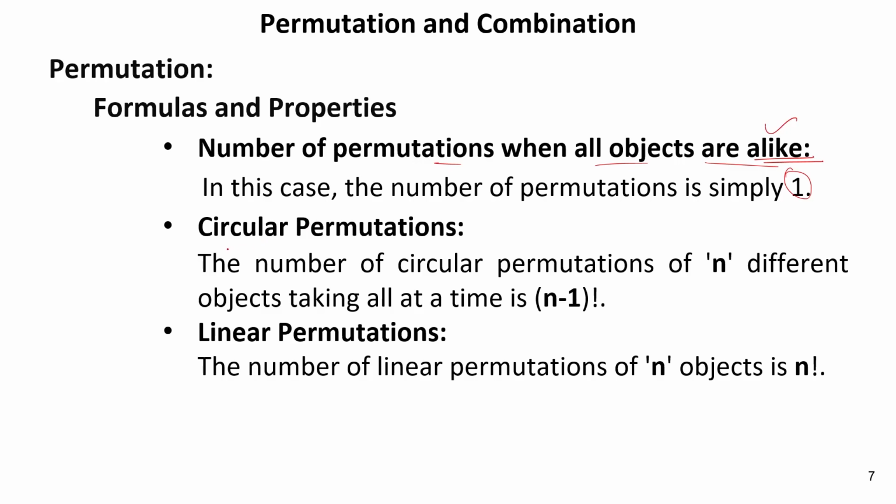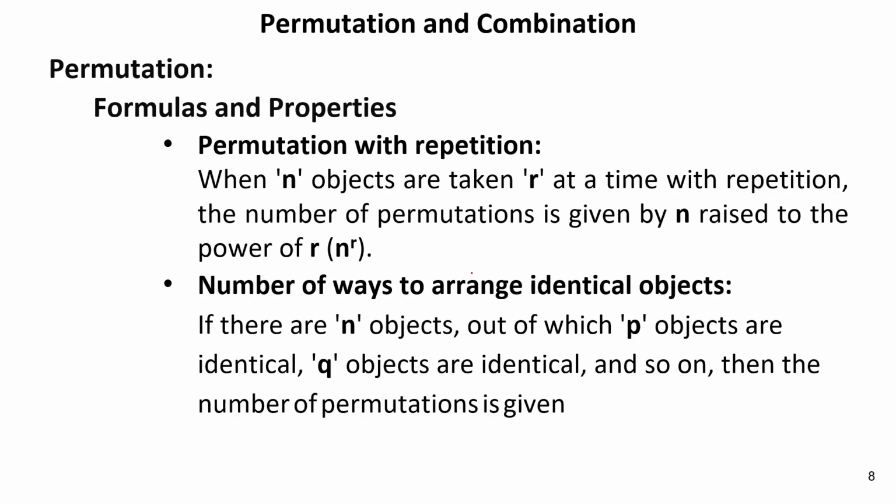So circular permutation. This kind of concept is used in questions where you are asked in how many ways we can arrange some people to sit at a circular table, or a committee where you have to sit in a circular manner. The number of circular permutations of n different objects taking all at a time is n minus 1 factorial. And the number of linear permutations of n objects is n factorial.